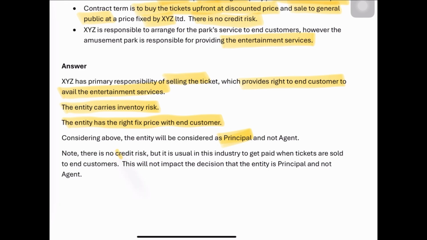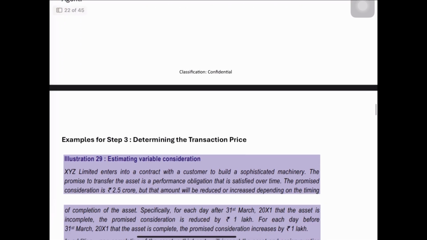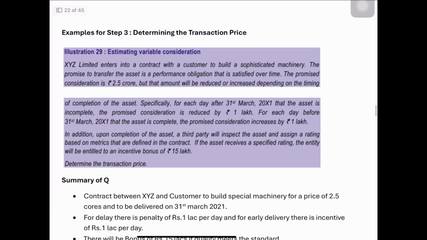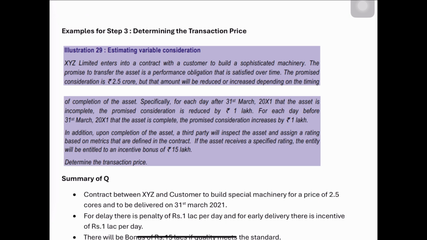Here also there is no credit risk, so that doesn't matter. They can still be the principal as they can carry other key business risks. Now we will move to step 3 of Ind AS 115, which is determining the transaction price. Please go through illustration 29.